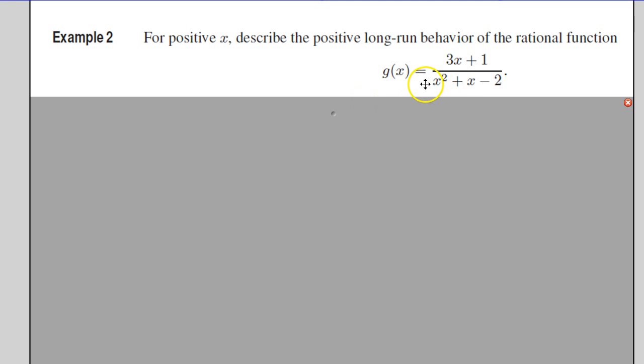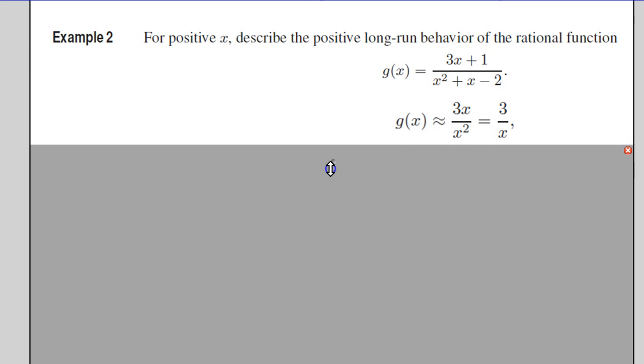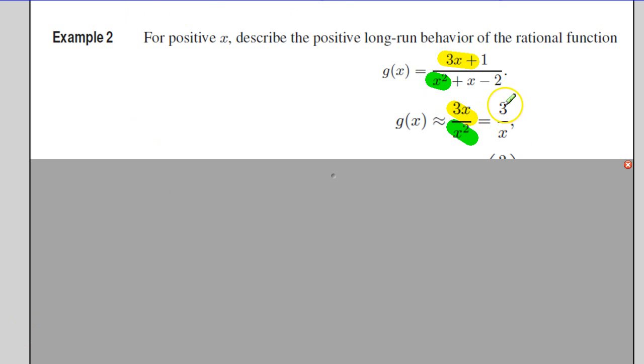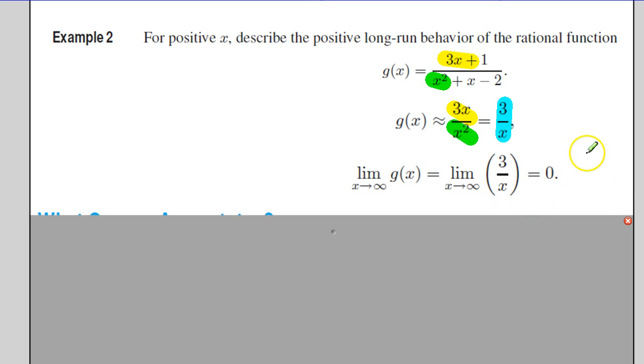Here's another example, and here we have a rational function with a linear function in the numerator and a quadratic function in the denominator. Like what we said previously, we take the leading term of the numerator and divide it by the leading term of the denominator, and we end up with 3 over x. As x gets really, really big, 3 over x goes close to 0, which means the long run behavior is approaching 0.